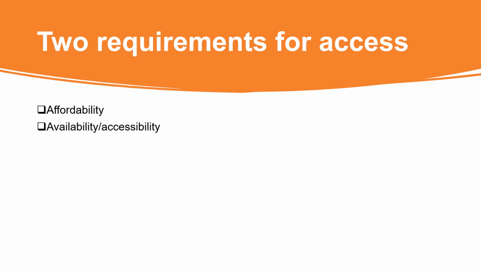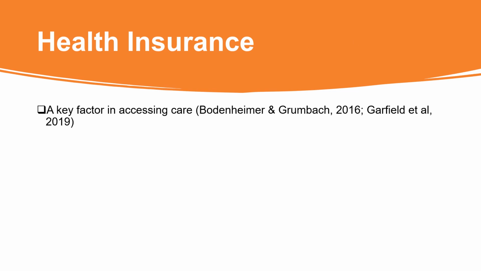One is it has to be affordable, which means you either have to be really rich, or have someone who's really, really rich who will pay for you, or you have healthcare insurance. And for almost, I would say, pretty much the entire population, what really matters is having access to healthcare insurance. And then again, it also has to be available and accessible. You have to have the providers and the facilities and everything else. It needs to be culturally appropriate and so on. And then you will also recall that health insurance is a key factor in accessing care.